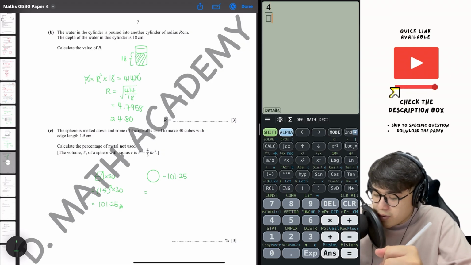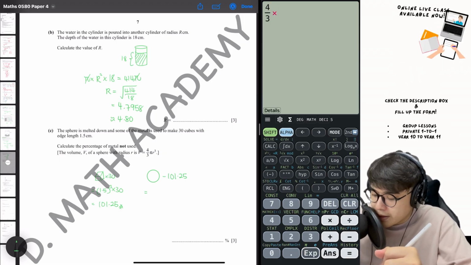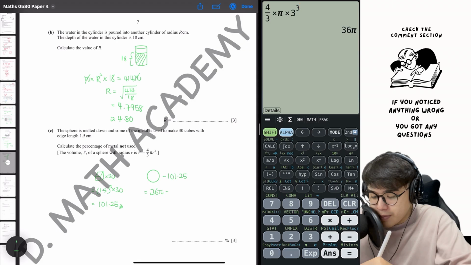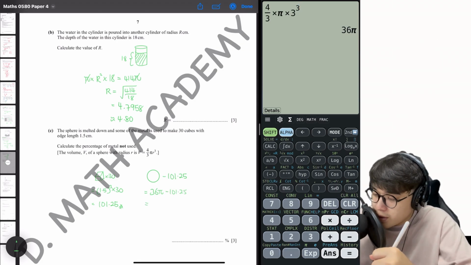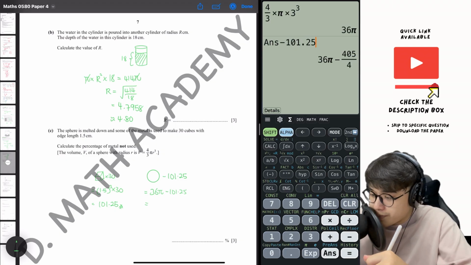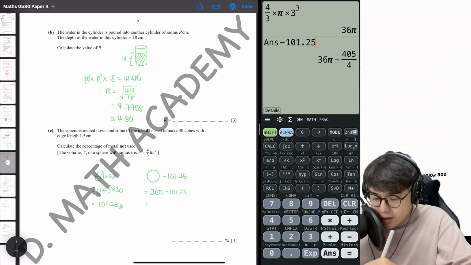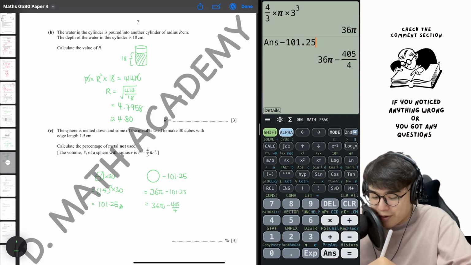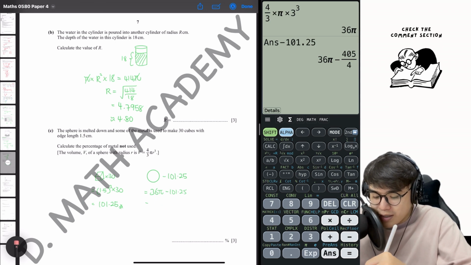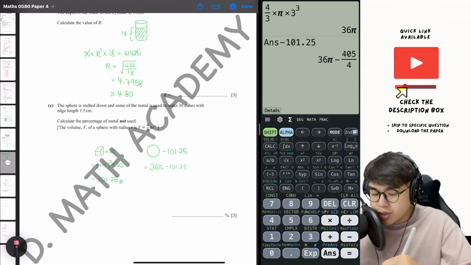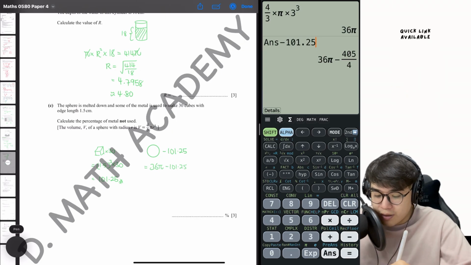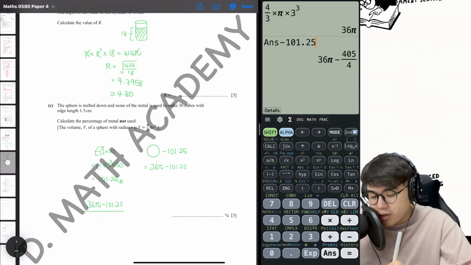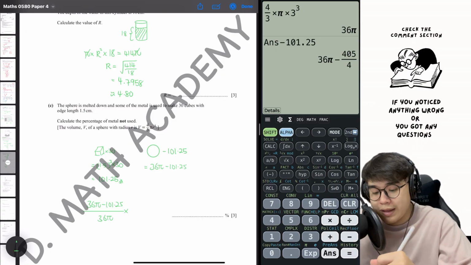Sphere is 4 over 3 times pi times 3 cube. This is actually 36 pi minus 101.25. The balance is 36 pi minus 405 over 4. Not helping at all, so might as well not write it. They are looking for the percentage that wasn't used here, so I just write down the balance of 36 pi minus 101.25 as the numerator. The denominator will be the whole thing's volume, and multiply it by 100.